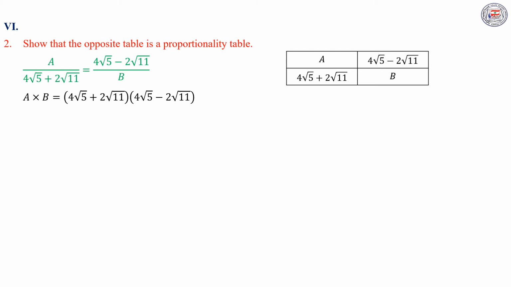A times B is equal to 36. And if we multiply 4 radical 5 plus 2 radical 11 times 4 radical 5 minus 2 radical 11, we get also 36. 36 is equal to 36. This is a true statement. Then the opposite table is a proportionality table.